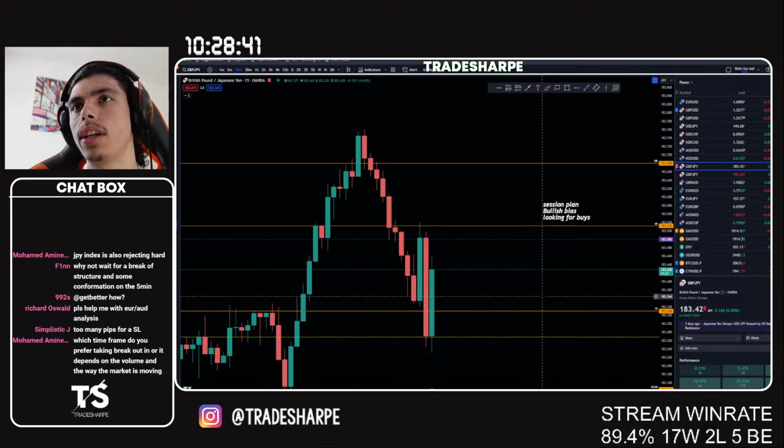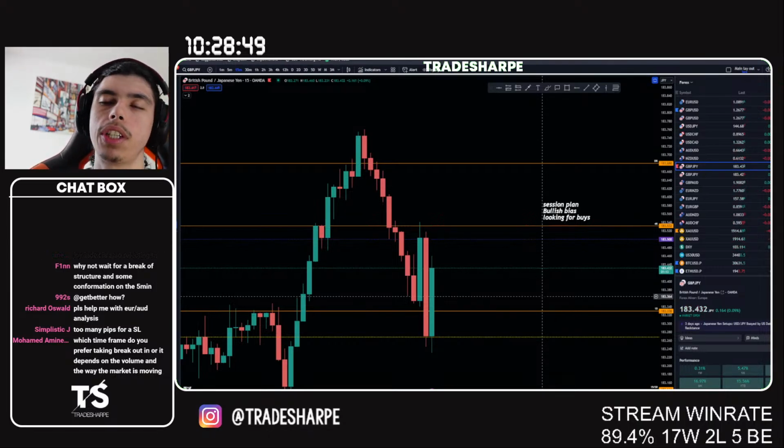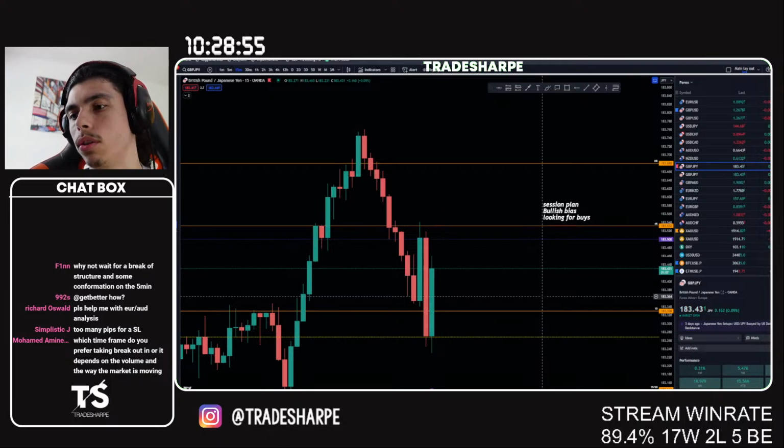Too many pips for an SL? Well, it's what the market has given us today. We have to just trade what the market gives us. Normally our stop losses are what? 15 pips max? 15 to 17 pips. But today, in order to take a position that makes sense, we have to just do what the market shows us.